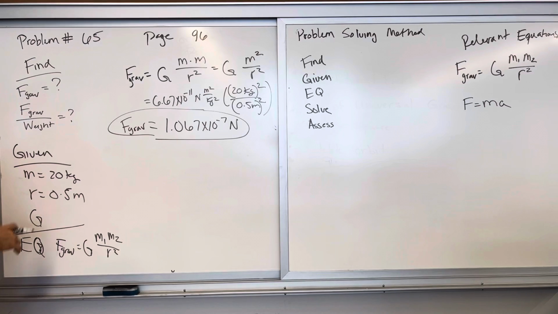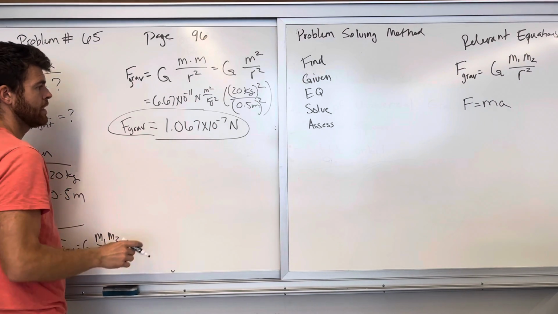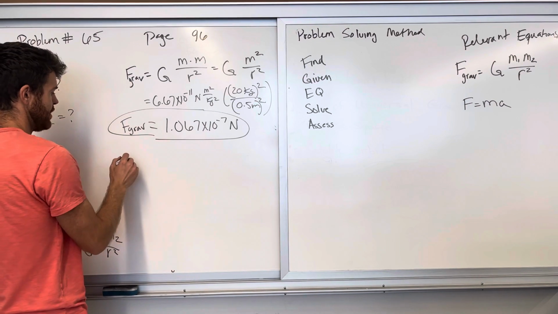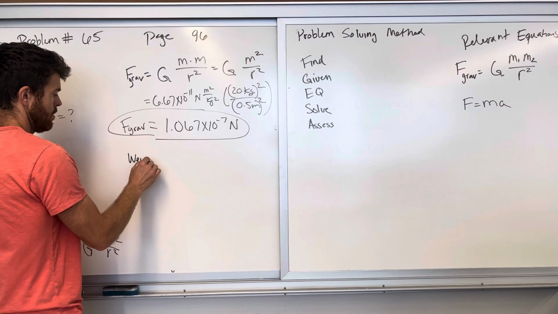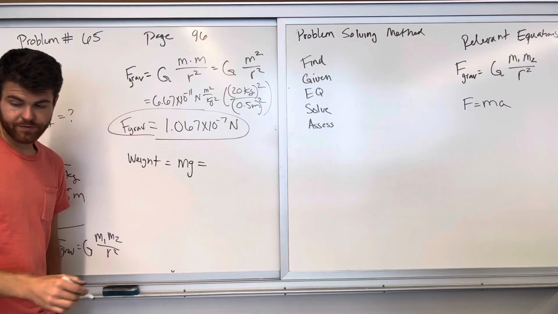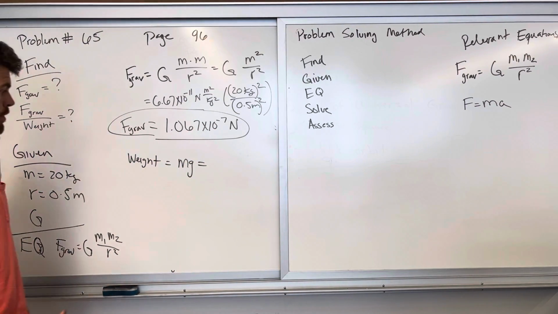That's the force due to gravity they exert on each other. Okay? So that's this value. Now, how does that compare to their weight? Well, their weight is M times G. Okay, so that's 196 newtons.